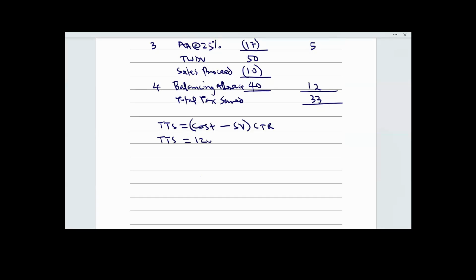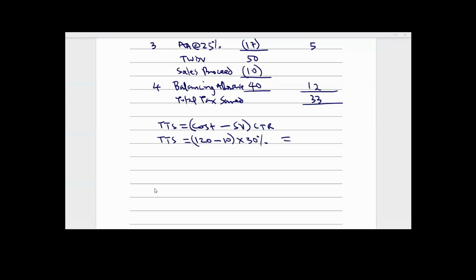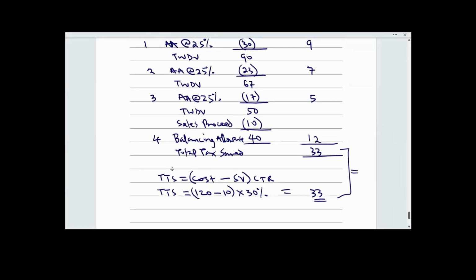Here is 120 million. Scrap value is 10 million. Company tax rate is equal to 30%. So 110 multiplied by 0.3 gives 33 million. Here is 33. It means that what we have done is correct. So the two of them must be equal. All right, so we have not claimed beyond the capital allowance claimable.